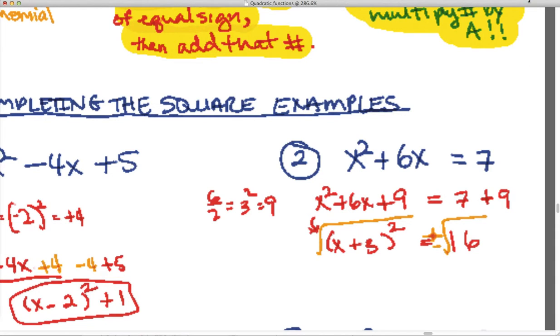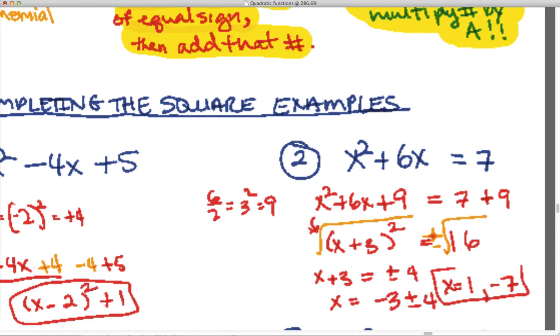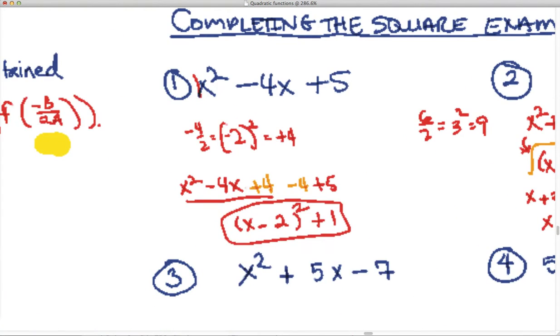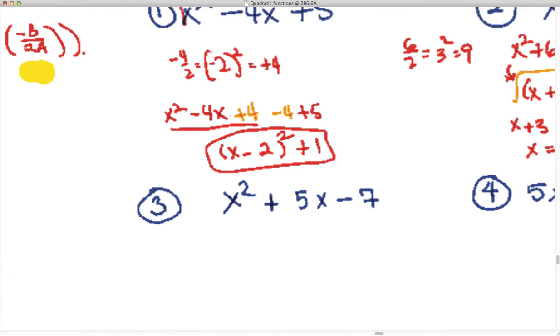So here we're going to get x plus 3 equals plus or minus 4, and then subtract the 3 on both sides. So then if you did negative 3 plus 4, that's a 1, and negative 3 minus 4 is a negative 7. So you can use completing the square to also solve quadratic functions. All right. So here's another one.